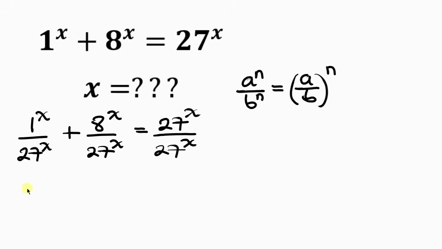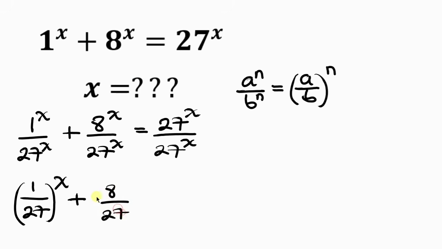Now we can apply this to what we have here. So this can now be written as 1 all over 27 all raised to the common power of x, plus, in the same way, 8 all over 27 all raised to the common power of x. This is equal to, now 27 to the power of x divided by 27 to the power of x is 1. Very good.